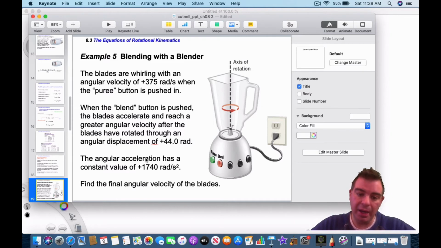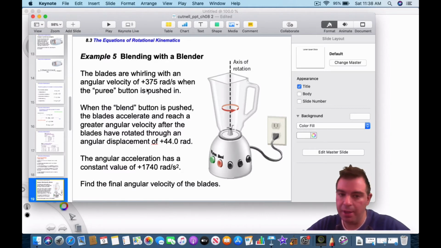So the angular acceleration has a constant value. This angular acceleration is 1,740 rad per second squared. They're asking us to find the final angular velocity. In other words, they're asking us to find the final velocity. Now, I want you guys to look at all these terms right here. Do they give us time? No. So obviously, we would have to use the timeless equation.